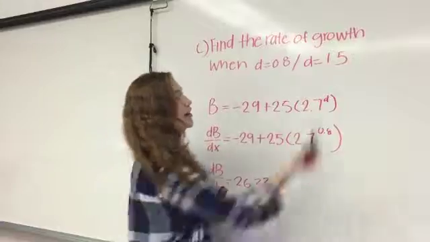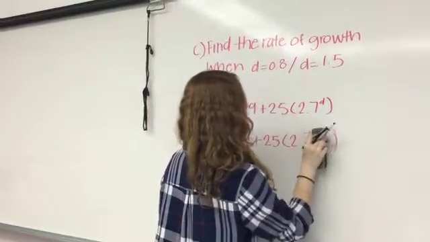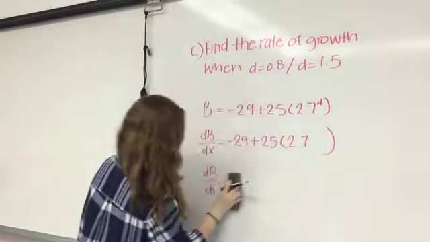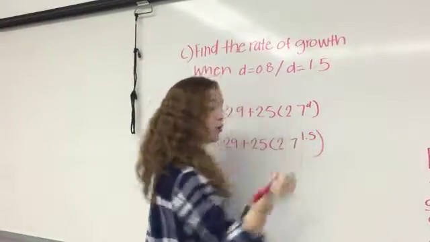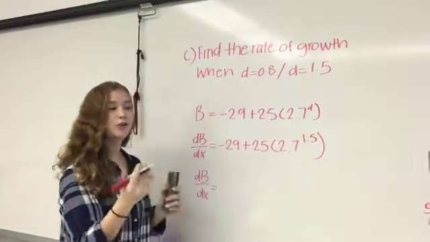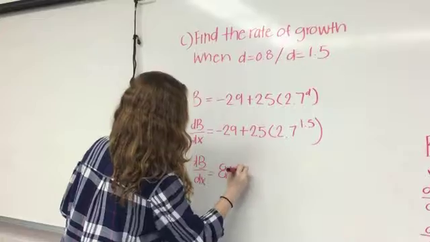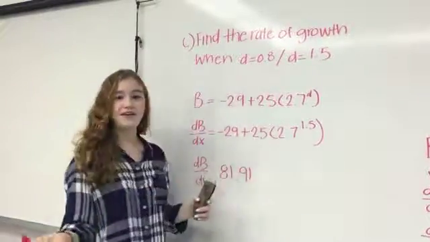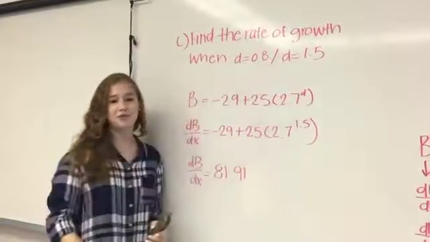Now we have to plug in our second number, which is 1.5. So we're going to plug in 1.5, which if you put it in the calculator, you will obtain a total of 81.91. So here you have it. You have both of the rates of growth according to 0.8 and 1.5.